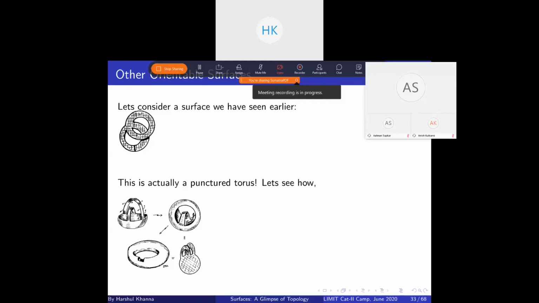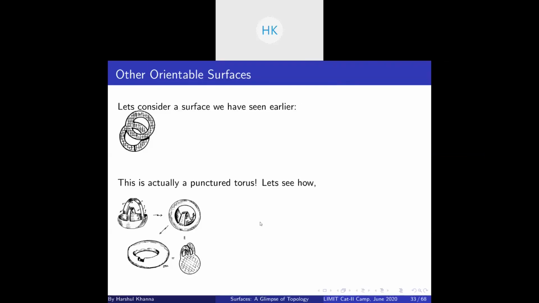Yeah, so we were talking about planar surfaces yesterday. Now we will talk about other orientable surfaces. For example, this surface we have seen many a times in the talk itself. So you take this.